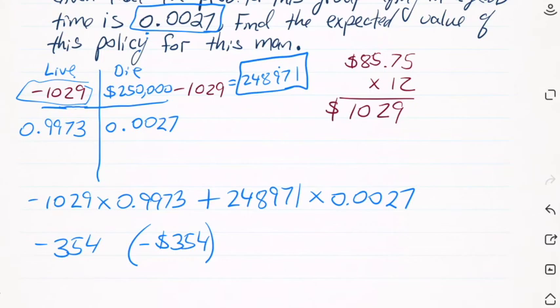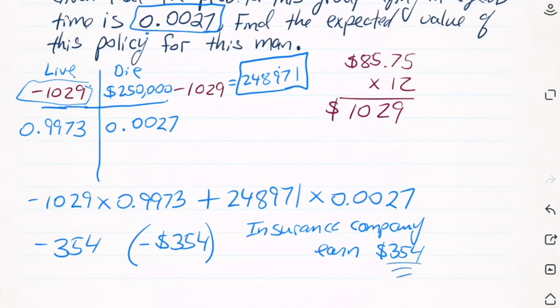But then on the other flip side, the insurance company, on average, if they sell this to a bunch of people, they're going to earn $354 per policy. And this is why they also make lots of money, because they pretty much game the system like a casino will. They make sure that they set the payouts so that they always have a profit.